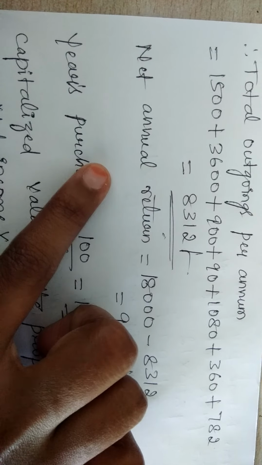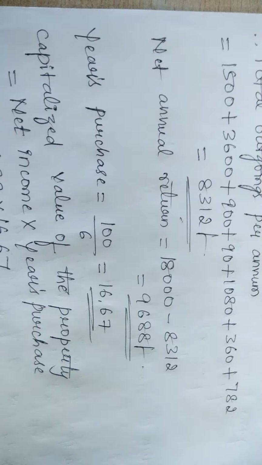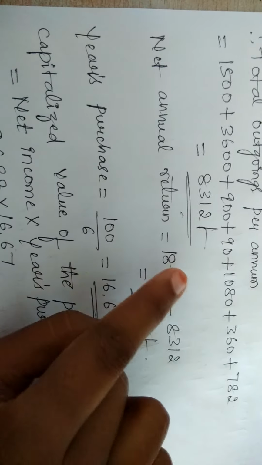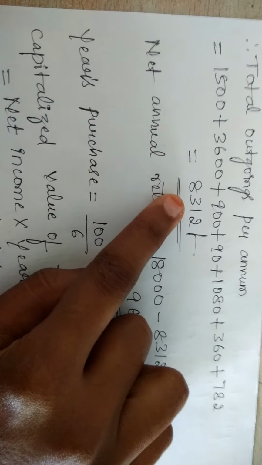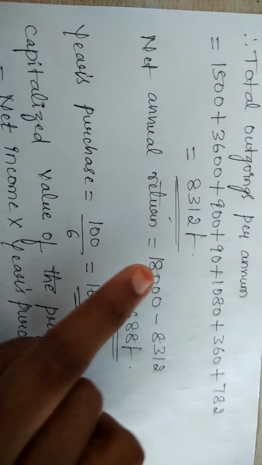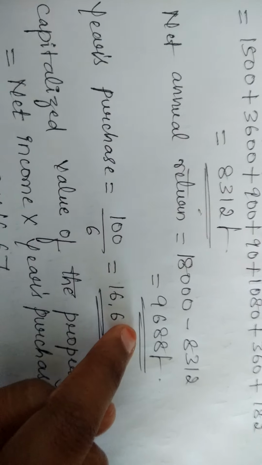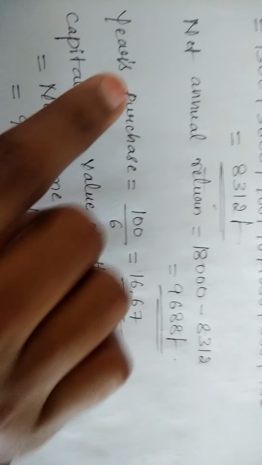Now let us find the net annual return. To find the net annual return, you have to take the total cost. The gross cost of the building is about 18,000, and the net outgoing is about 8,312 rupees. On subtracting these two, you will get a net annual return of 9,688 rupees.